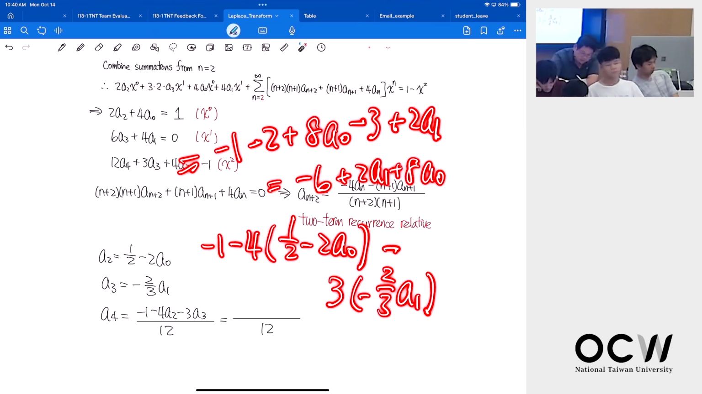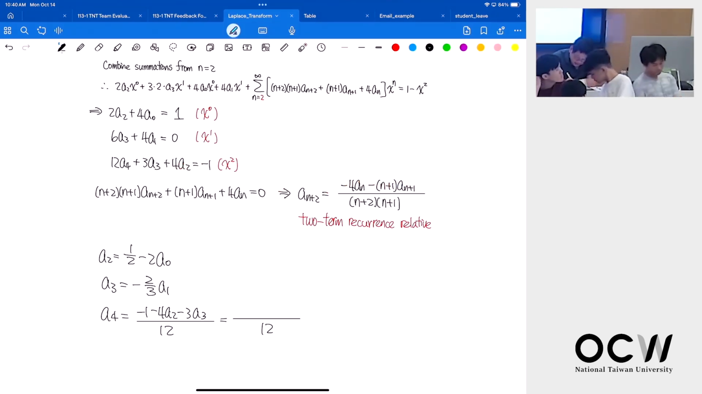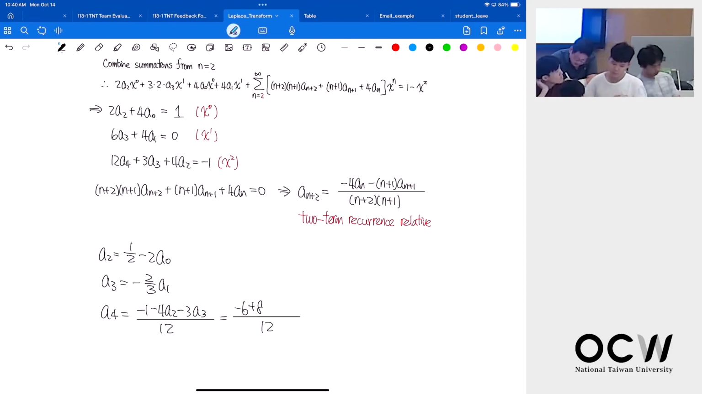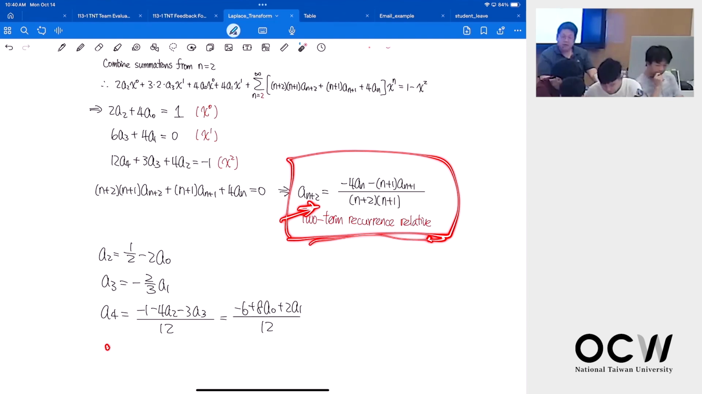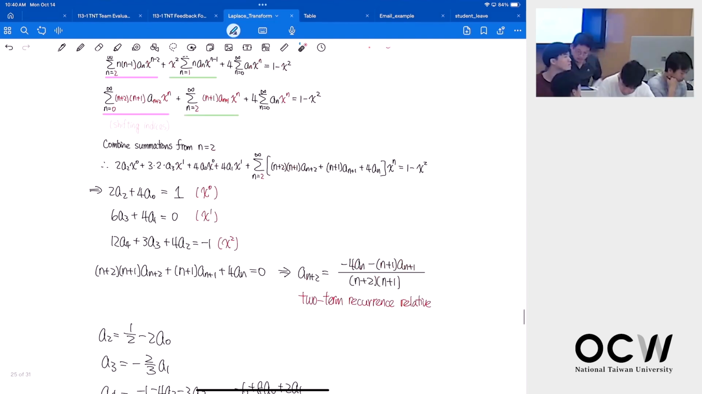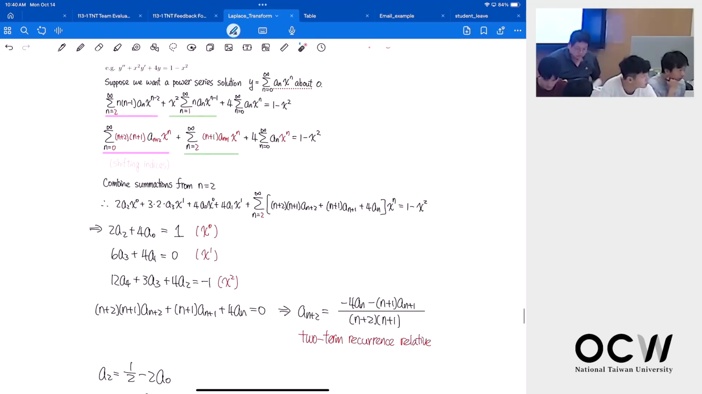Divided by 12, so a4 is minus 3 plus 8a0 plus 2a1 over 12. And then for a5, you can use this two-term recurrence relation to find a5.